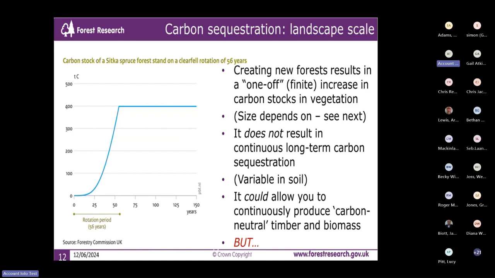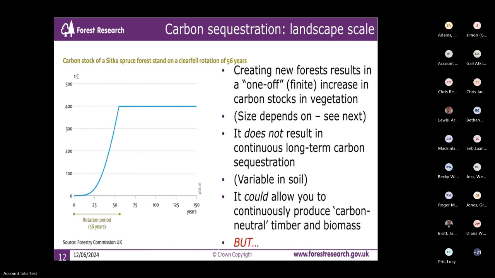In some circumstances, you might get ongoing carbon sequestration in the soil. You might also get a bit of loss of carbon from the soil. It depends on the system. But this could allow you, while you're creating this one-off carbon stock, and then there's no more benefit really, it can allow you to continuously produce carbon neutral timber and biomass.